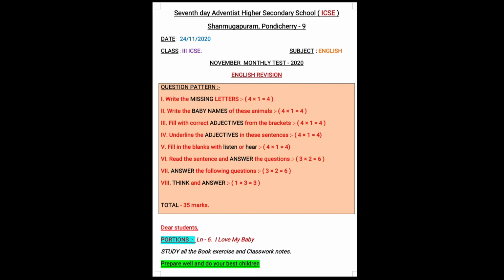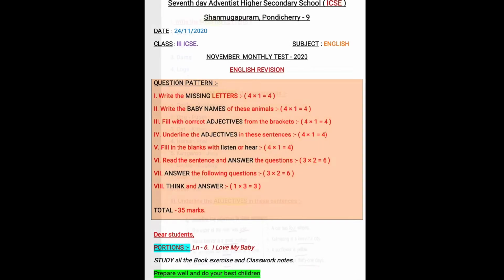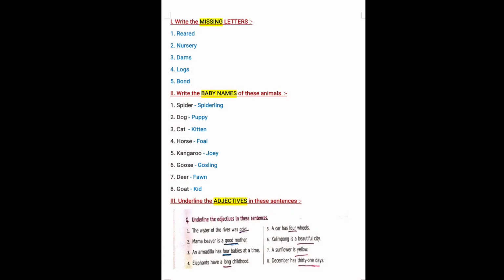And fifth Roman letter is fill in the blanks with listen or hear. And sixth one, read the sentence and answer the following questions. And seventh Roman letter is answer the following question in just one or two sentences. Again, 3 questions will be asked under this Roman letter. Each question will carry 2 marks, so you'll be getting 6 marks in this part. And the last Roman letter is think and answer question. Children, you'll remember that you have got 2 think and answer questions only. From those 2 you'll be asked 1 question. When you answer that question, you'll be getting 3 marks. So the total marks will be 35.